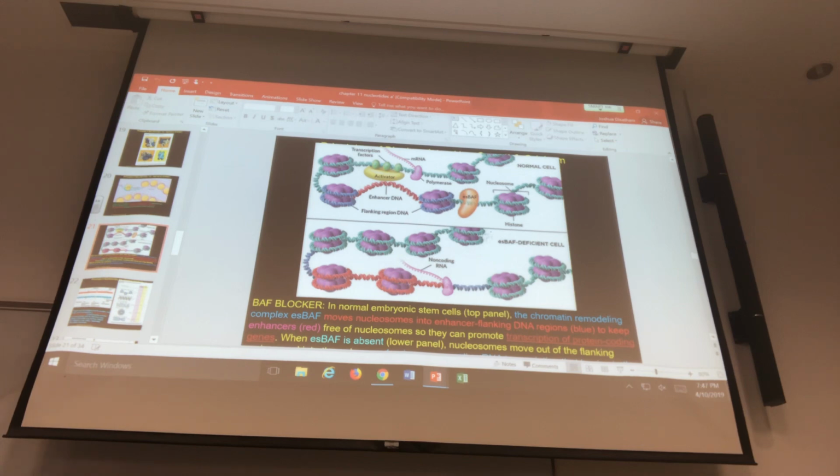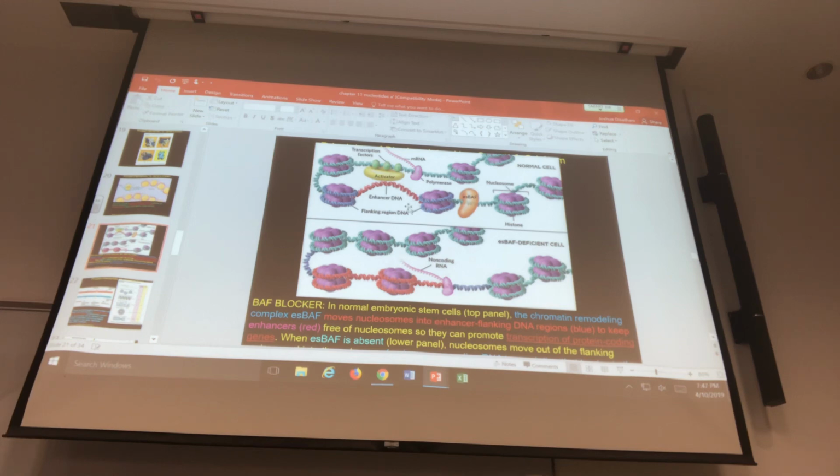What this thing normally does is it shifts nucleosomes around using some complicated methylation, acetylation stuff that you don't have to know about. It shifts nucleosomes around in order to alter what regions of the genome are open and what regions of the genome are closed. In this example here, if it's working normally, it shifts the nucleosomes around so that an enhancer region is open.